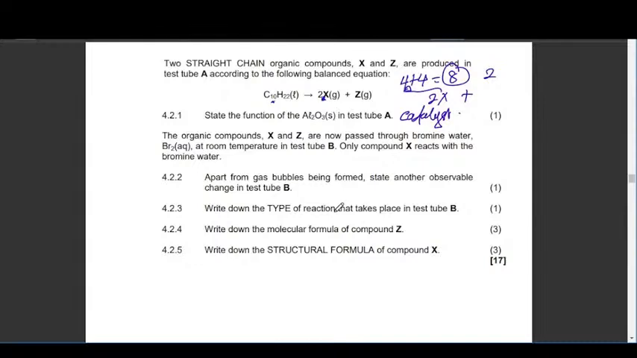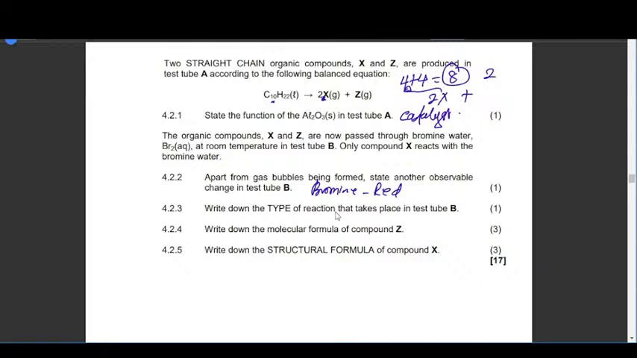The moment you pass an unsaturated compound in bromine water, what is going to happen is the bromine water, which is red, actually, is going to be decolorized and become colorless. Therefore, we can say that bromine water is going to be decolorized. So that is the second observation you can see.